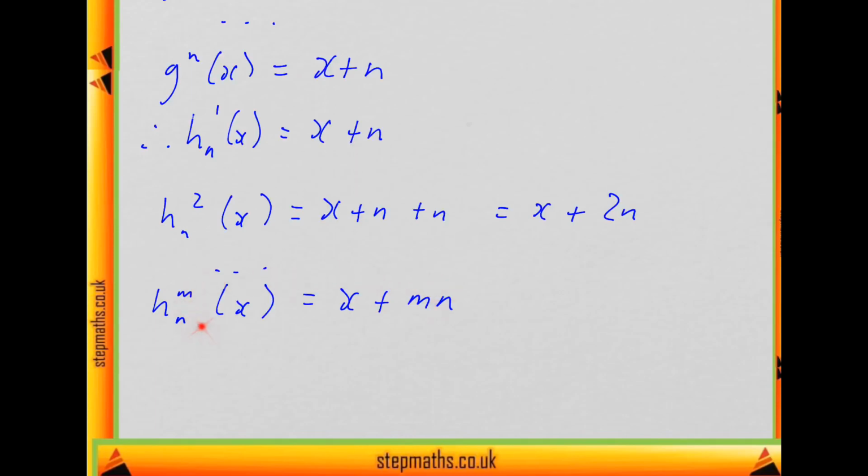And now finally we have to figure out what happens if we insert x equals 0, but that's easy. This part's 0, so the answer we get is just m times n. So our answer is m times n, or n times m. You could write it either way around.